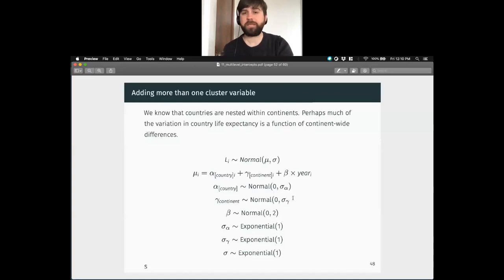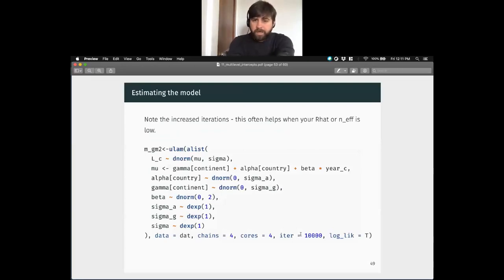Yeah, but we can add plenty to this, right? In this case, we have two parameters, beta and sigma, and two hyperparameters, sigma alpha for our country intercepts and sigma gamma for our continent intercepts. All right. In this case, I did crank up my iterations to 10,000 because the model was having trouble getting enough effective samples for each intercept. So I went ahead and let the model run longer, and it did converge when I did that, right?